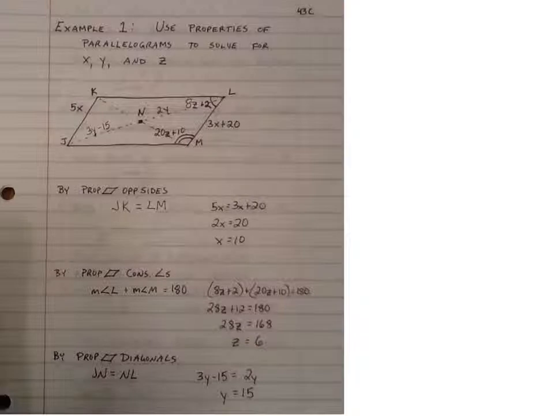On page 43C, we're going to look at example 1, which states, use properties of parallelograms to solve for x, y, and z. And we're given a diagram here. The diagram is of parallelogram JKLM, which if we wanted to, we could write with the parallelogram symbol. We're also given diagonals which intersect at point N, and then various measurements along the way.